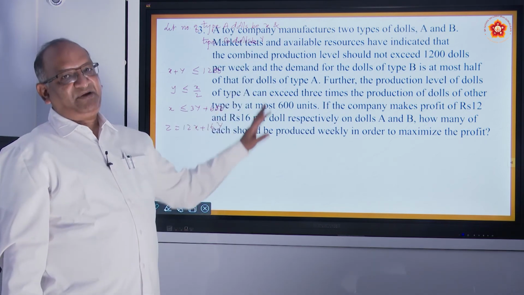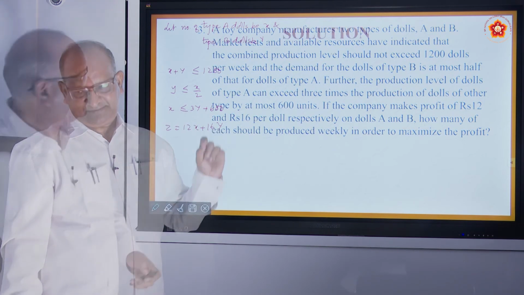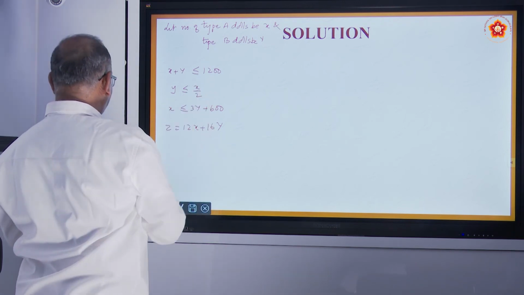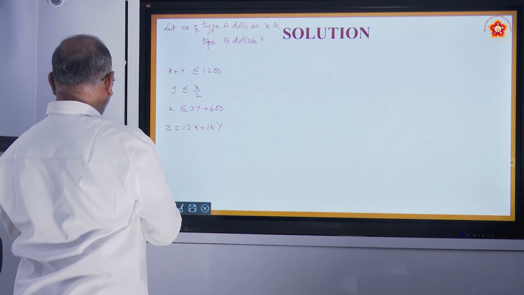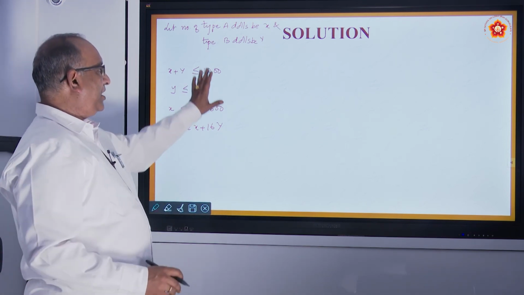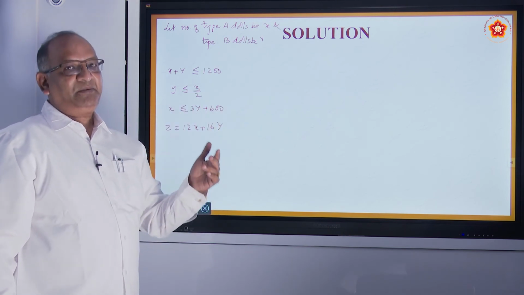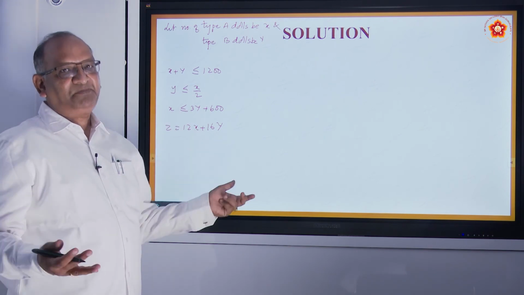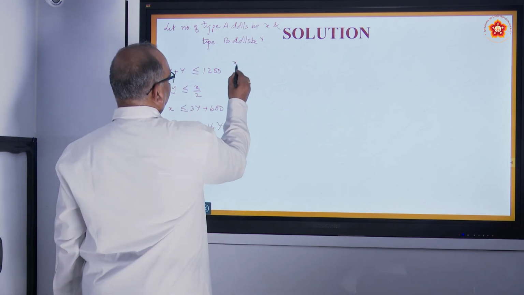So, these are the inequations with the help of which we will find out X and Y. What we have written: X plus Y is less than or equal to 1200. Y is less than or equal to X by 2. X is less than or equal to 3Y plus 600, and Z equal to 12X plus 16Y. Now, we have to plot this on the graph paper. In order to plot, first we convert them into equations and then do it. But since we have solved many problems, we can skip that part and directly take the points. For example, this one, take X and Y values.